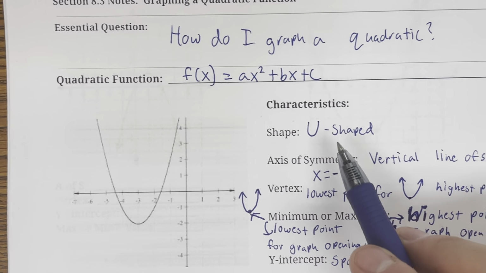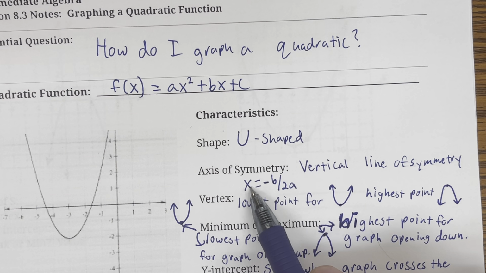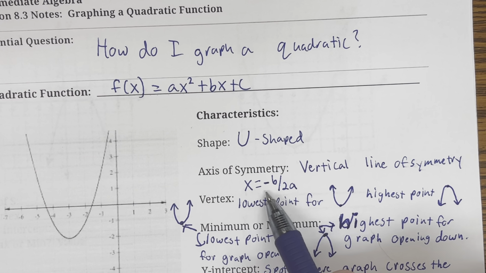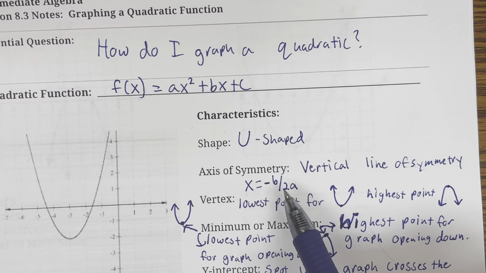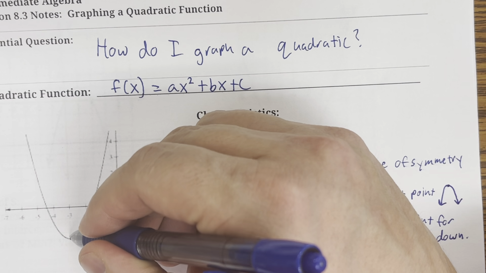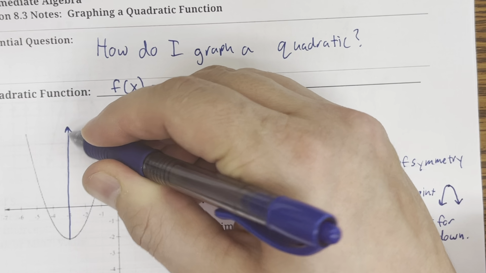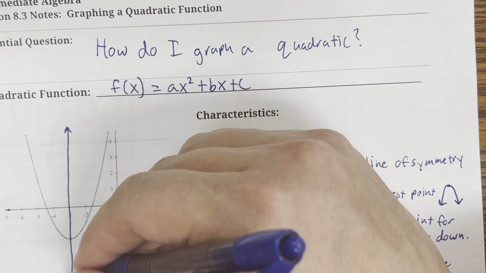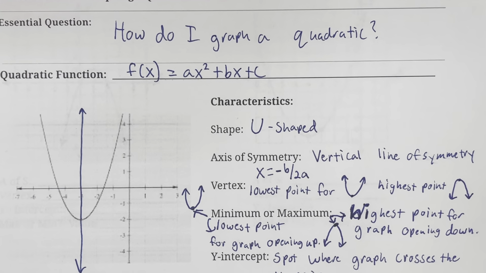So it's U-shaped. The axis of symmetry is going to be a vertical line. Keep in mind, vertical lines come in the form x equals. We will calculate that vertical line in the future by using negative b over 2a. We'll talk about that more in detail as we keep going in the video. But I'm going to draw in my axis of symmetry on this graph, and that is the vertical line that divides it in half. It's symmetrical. So this vertical line here, if I were to fold my paper, this side would land right on top of this side. That is the axis of symmetry.